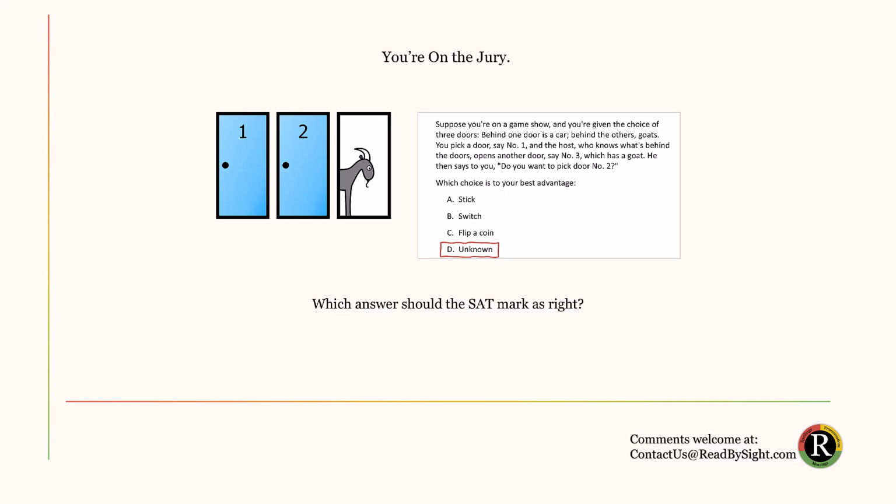So the question isn't what would you choose if it was your choice, but rather, for an organization like the SAT, what should they mark as right? And I can't see how that organization or how anyone would choose any answer but unknown. We don't know where the car is, so we don't know whether switching wins or loses. If we picked one, door 1, and the car is there, switching to 2 loses. By the same token, if door 1 is a goat, switching to 2 wins. We don't know what the answer is. The answer is really unknown.